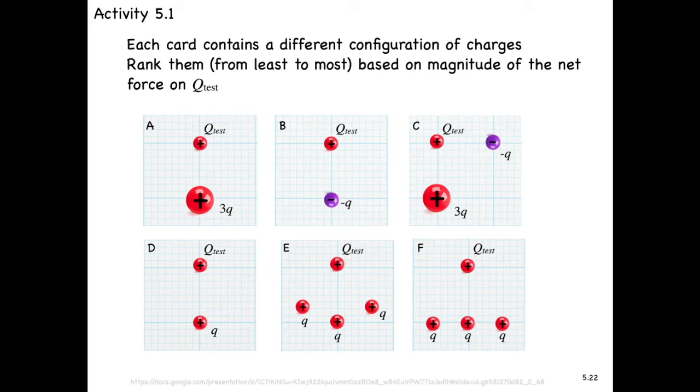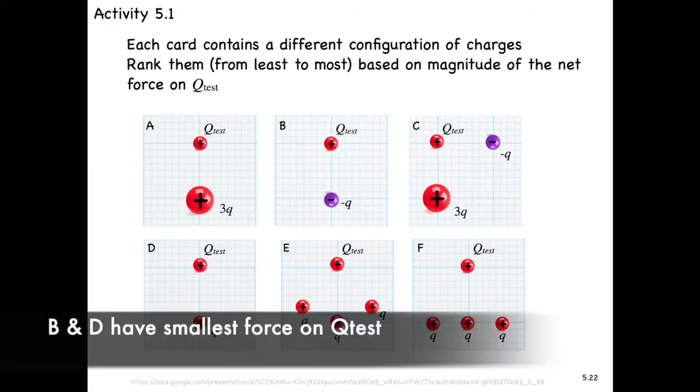Okay, can we work together as a class with what you've discussed in small groups to see if we can come to a consensus? Let's start with the least. Does anybody want to suggest one of these scenarios that they think has the least magnitude of force on the test charge? B and D. Okay, B and D. So do they have the same force on them? Okay. So how do we know they have the same force on the test charge?